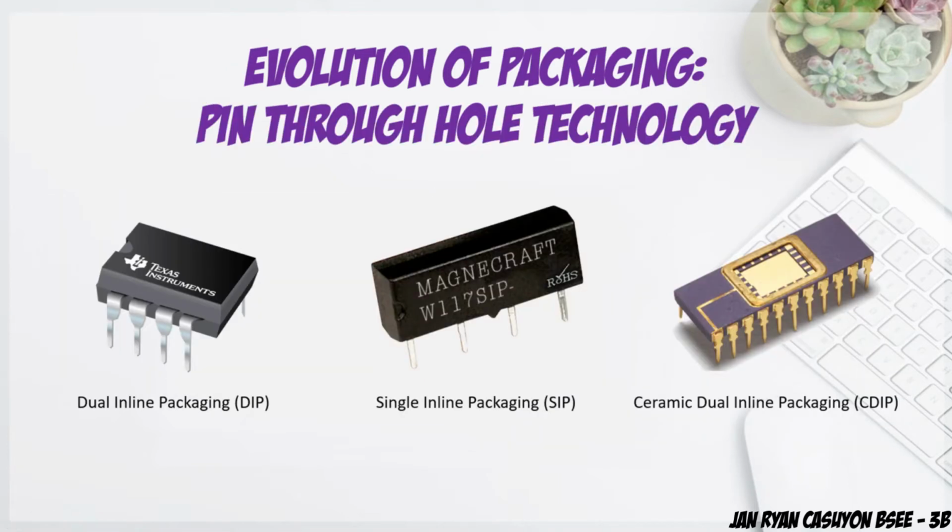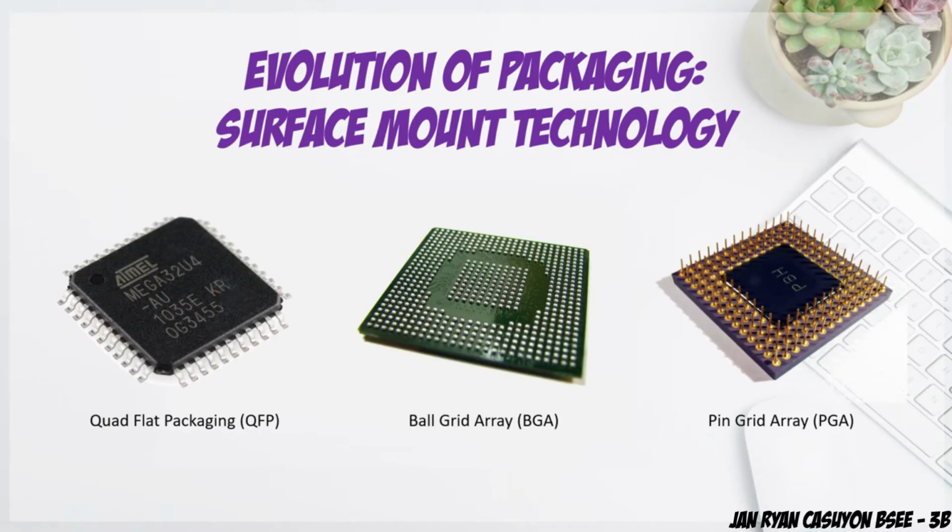Technology also evolved as we move forward to advancement. Here are examples of packaging that has transformed. First, TIP, SIP, and CDIP, which are from pin-through-hole technology. Today, surface mount technology is widely used like QFP, pin grid array, and ball grid array, which is common on our microcontrollers. Sometimes we can see a combination of these two packaging.